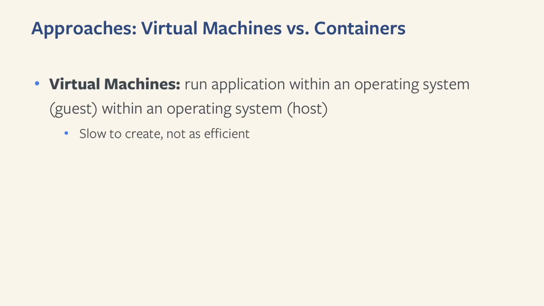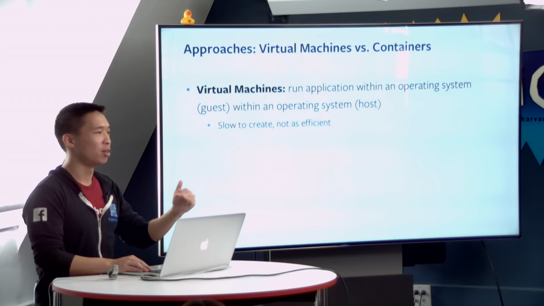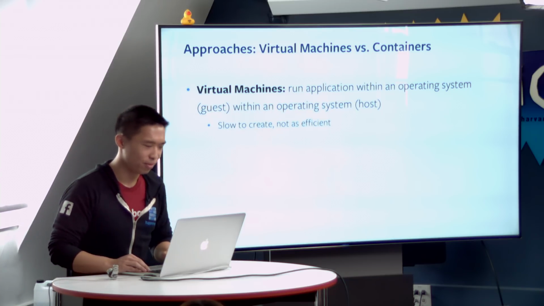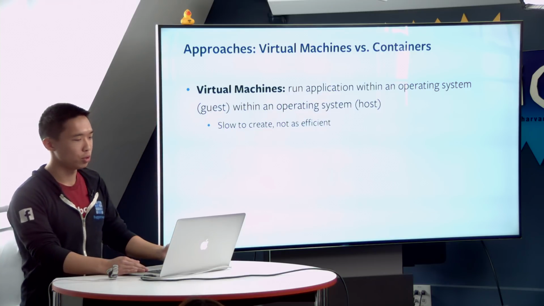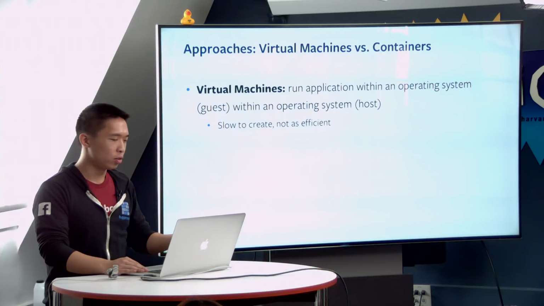So there are multiple ways to tackle this issue. Two typical ways that companies have approached this problem are virtual machines and containers. For virtual machines, the way to think about it is, you have your application running on top of an operating system, and that operating system is running on top of another operating system. If you ever use dual boot on your Mac, running Windows inside a Mac, that's a very similar idea. There are some issues with this. It's usually slower to create a virtual machine, and there's also an efficiency cost in terms of CPU.